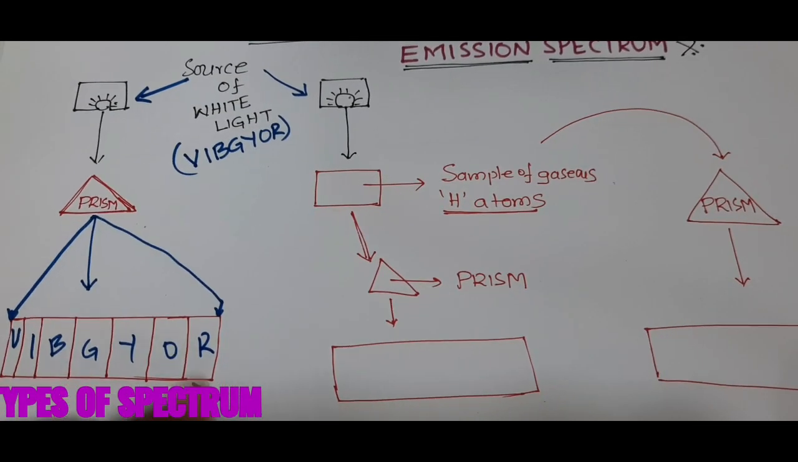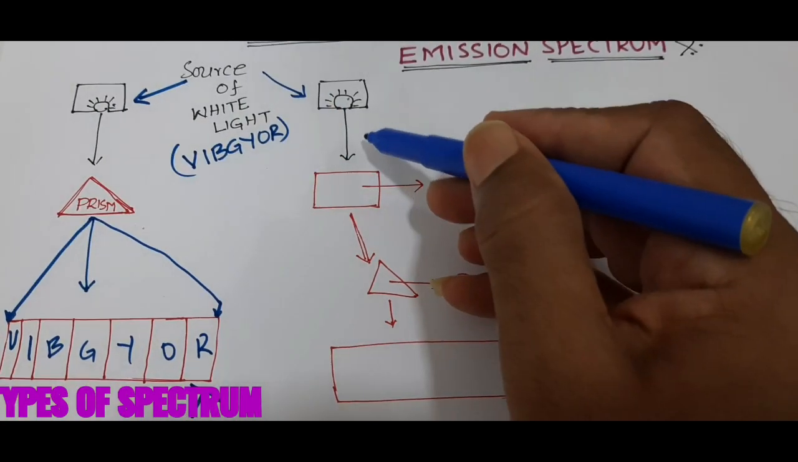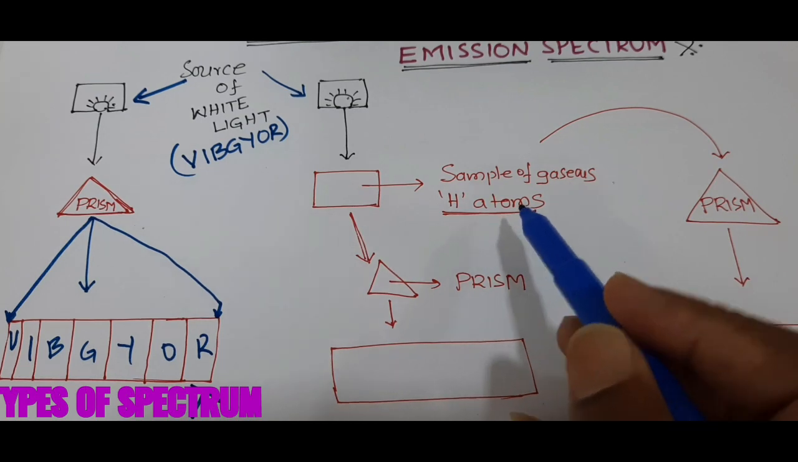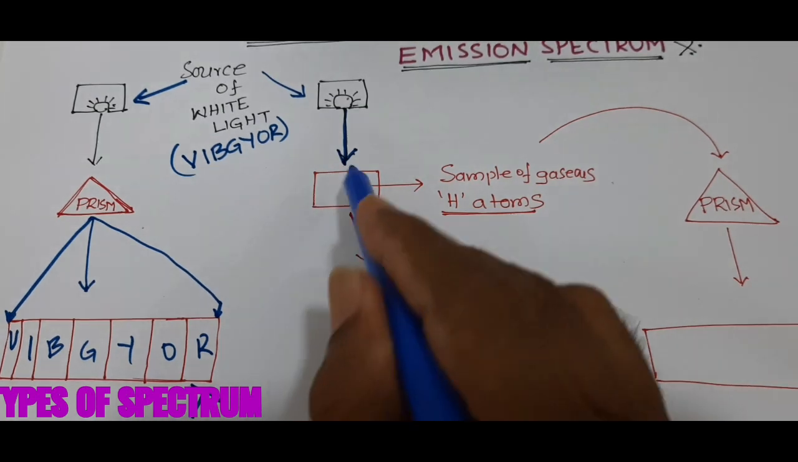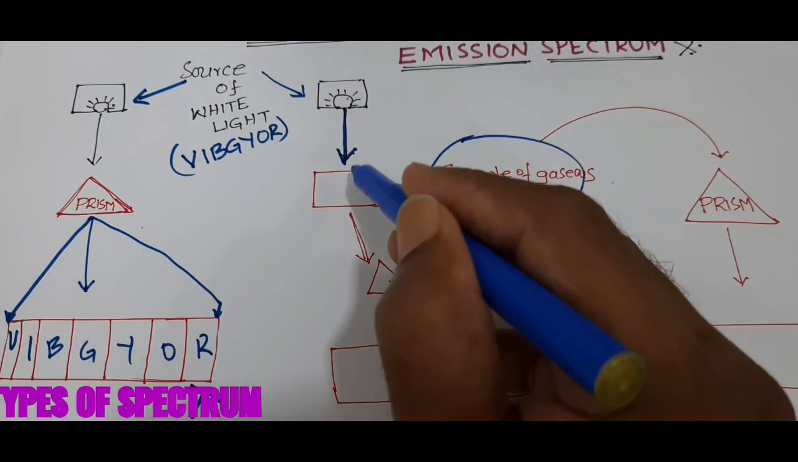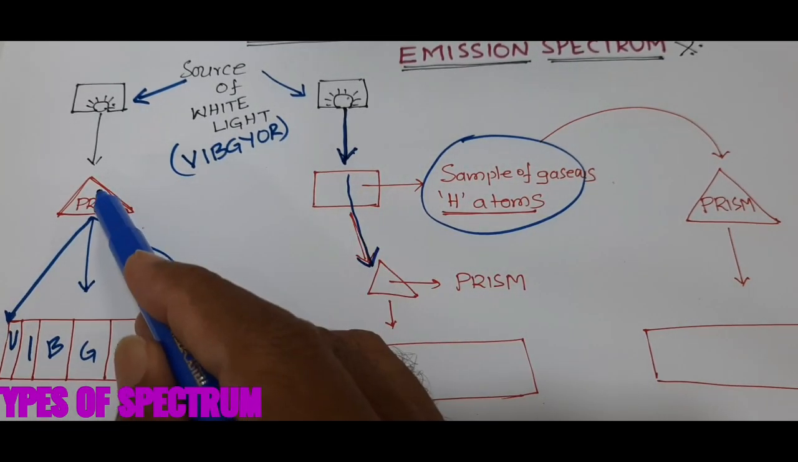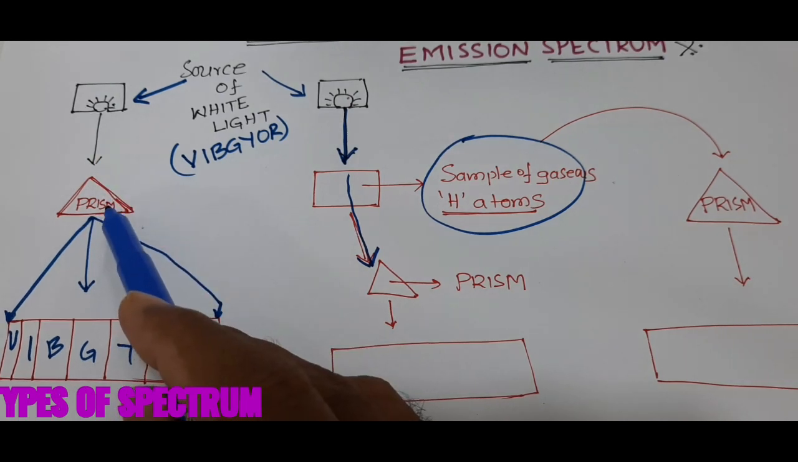Come to the same source of white light, from the same substance, passed through a sample of gas containing hydrogen atoms. Here this light is passed through a sample of gaseous hydrogen atoms and then passed through the prism. Here we are allowed directly without passing through any substance. We are allowed through the prism.